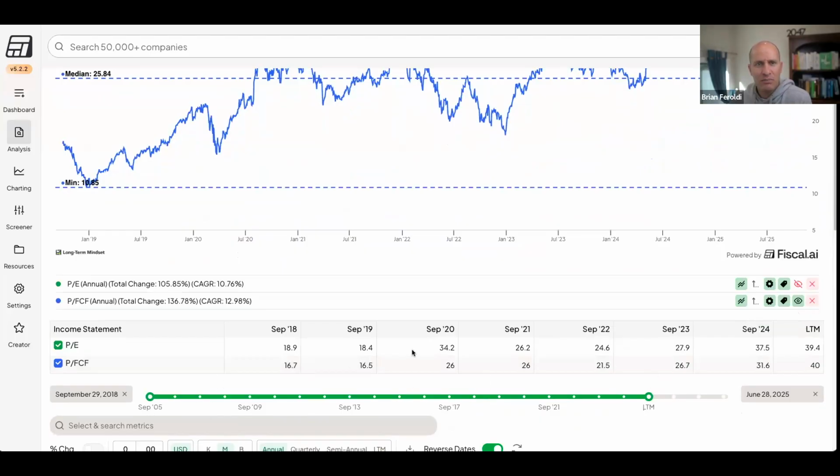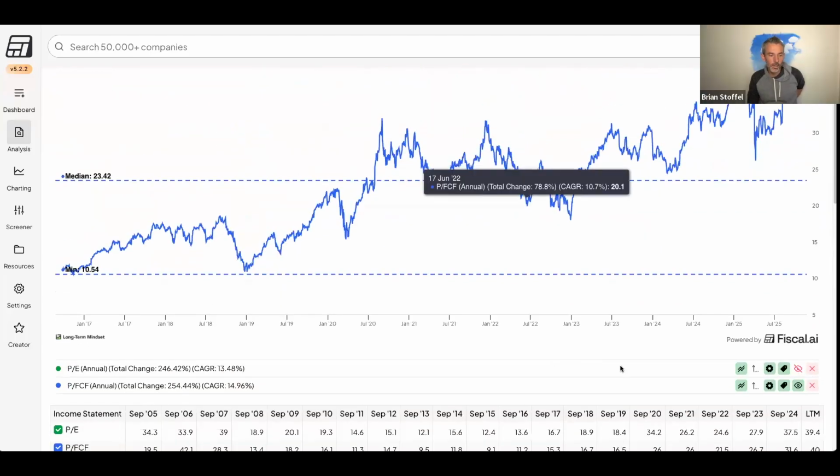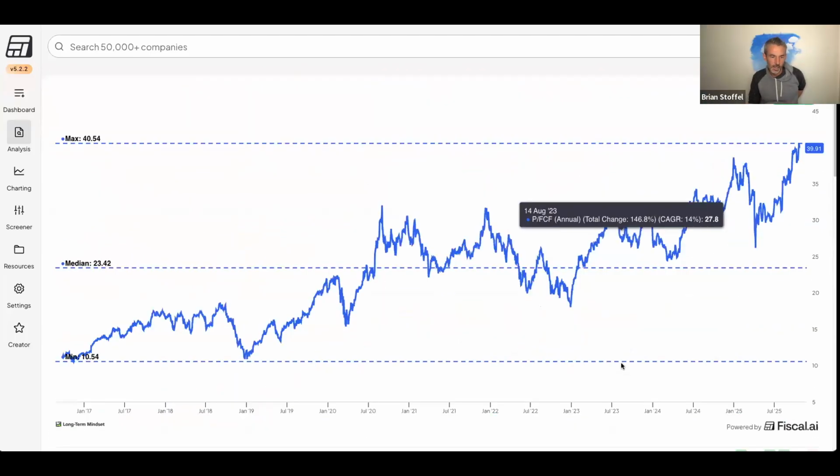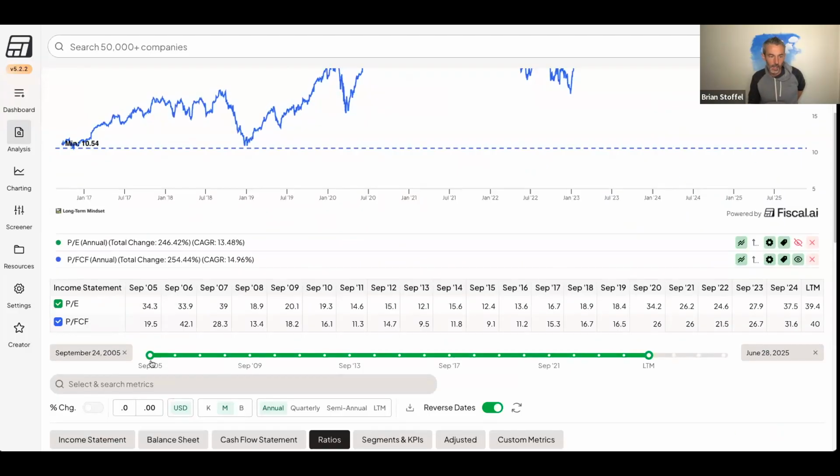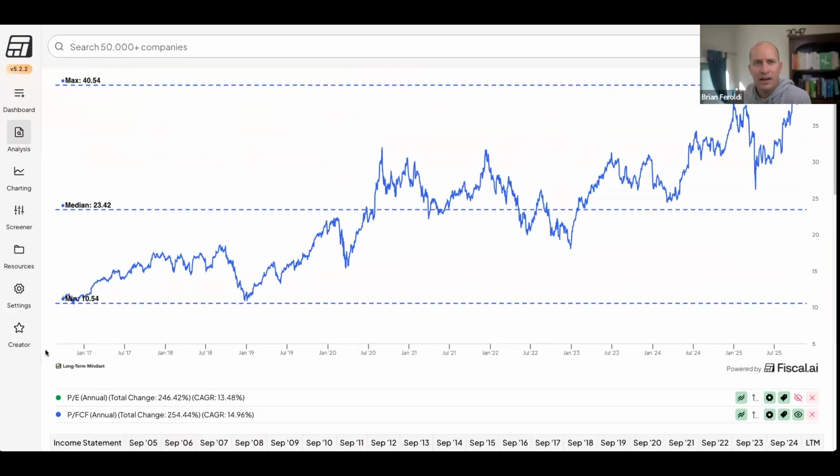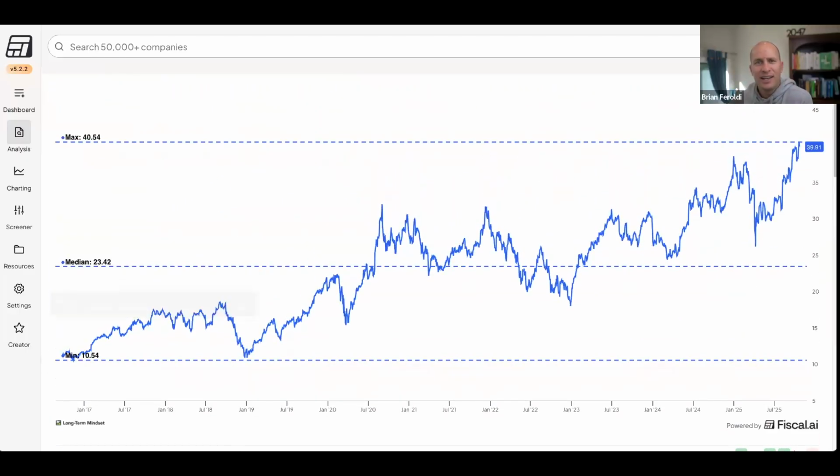Can we make this longer? Yeah, you can just make it go to like '06. Sometimes it's like unplugging it and replugging it back in. It should adjust. All right, so this is a 10-year chart. There you go. It's been 10 years.